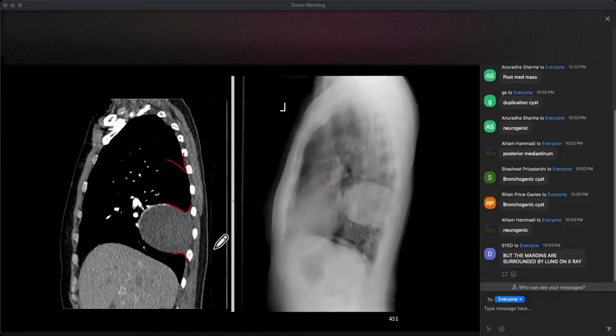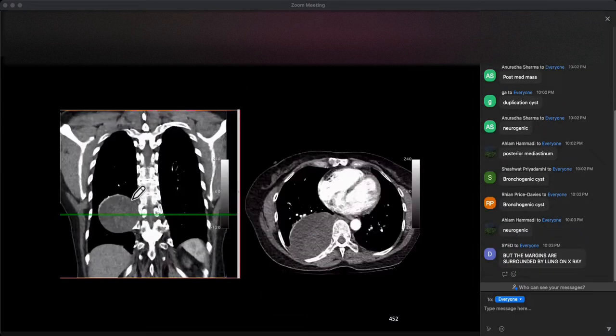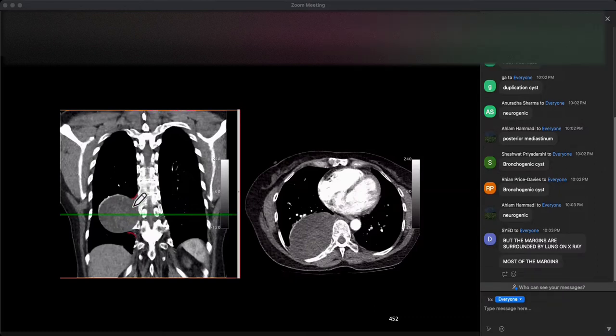When we do the coronal CT, you can see that it is adjacent to the spine, and it's therefore likely to be either an intercostal schwannoma or a schwannoma arising from the intervertebral foramen.